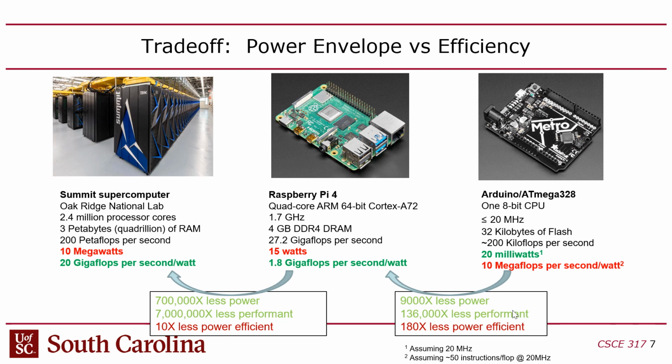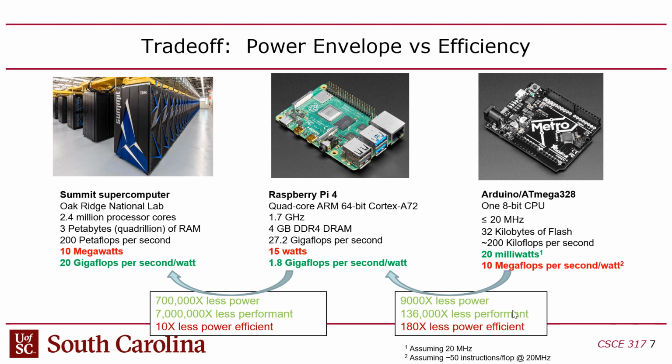Another example of this that I like is this idea between different processors, from a supercomputer all the way down to an Arduino. This is the Arduino that we used to use in this class before we switched to the FPGA. The Summit supercomputer, I don't know if it still is, but at one time it was the fastest computer in the world. It had 2.4 million processor cores and 3 petabytes of RAM, and it was a 200 petaflop machine. They're trying to get up to 1,000 petaflops as the new objective.